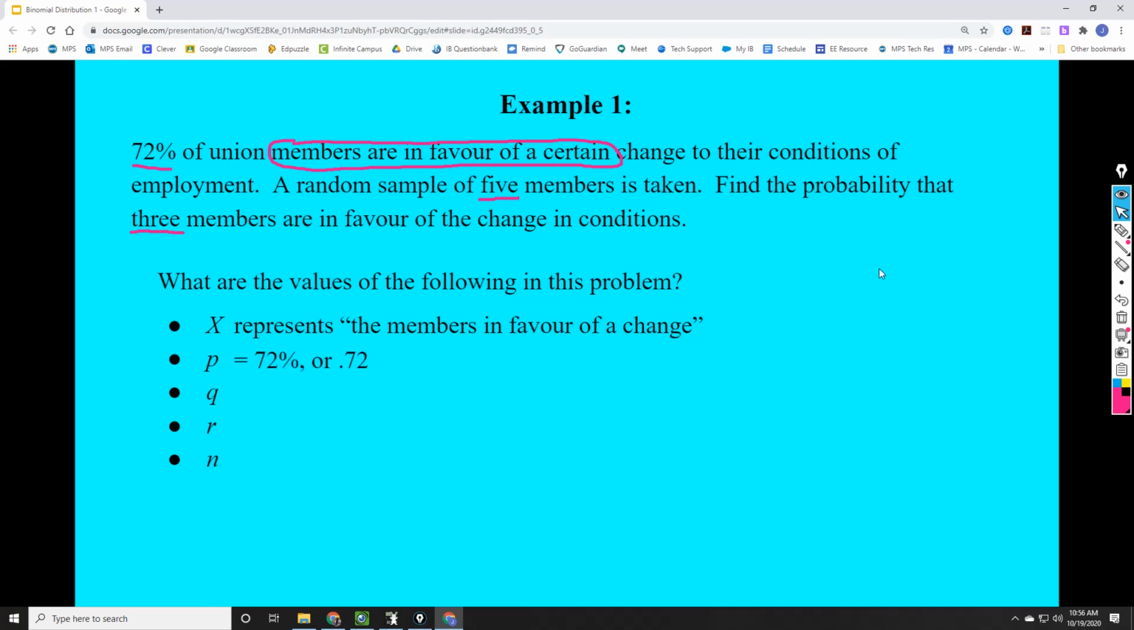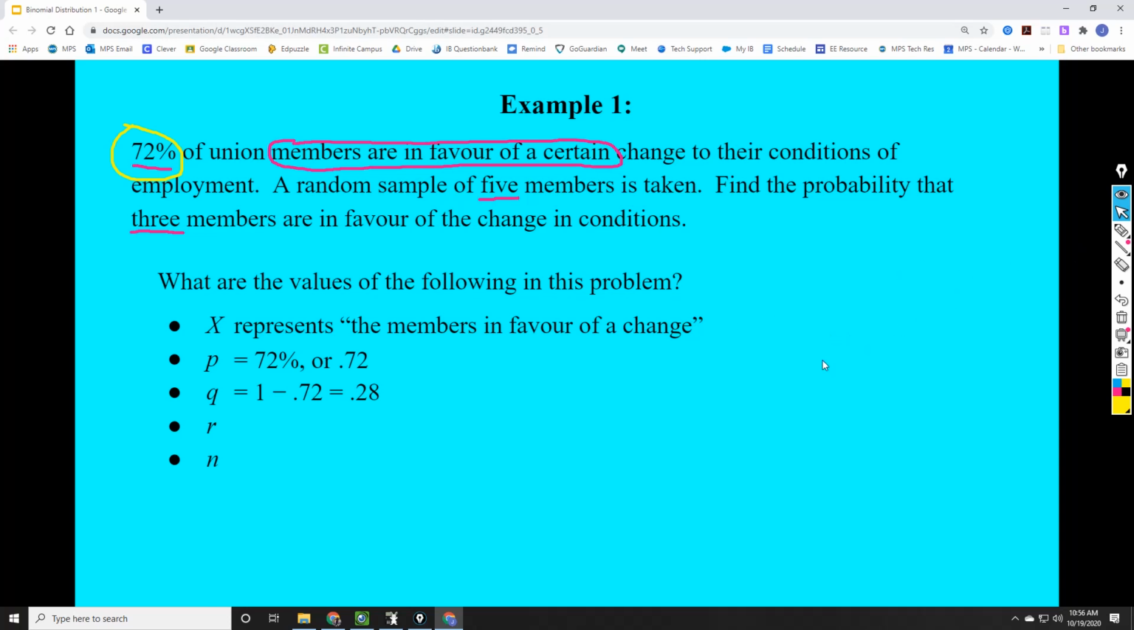And then P is our probability, and we see that right at the very beginning here. We have our 72%, and that is the probability that someone is in favor of that change. So that's our P, our probability of success. Our Q would be the complement of that. If we take 1 minus 0.72, we end up with 0.28, and that would be the value for Q, the probability of failure, someone not being in favor of that change.